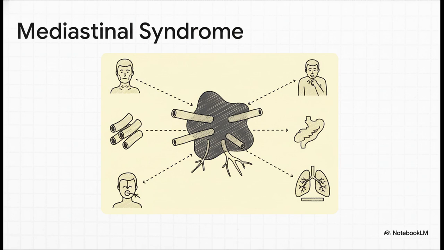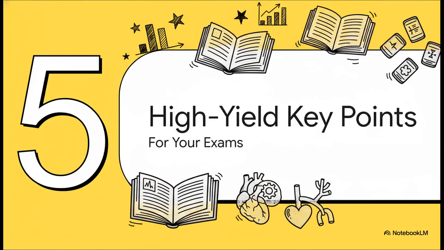If the superior vena cava gets squeezed, you'll see swelling in the face and arms. If the trachea, the windpipe, is being pressed on, the patient will have trouble breathing. Pressure on the esophagus, they'll have a hard time swallowing. It's like a clear roadmap that takes you from the symptom right back to the anatomy. Okay, for anyone studying for exams, this next part is for you. Let's wrap up with the absolute must-know high-yield facts that will really help you with revision.